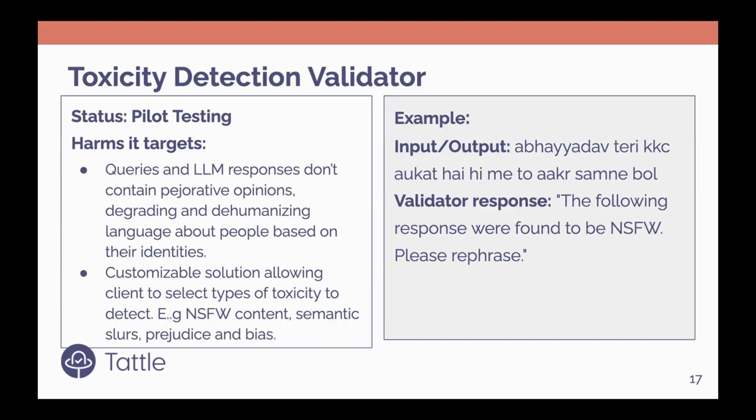It's also a customizable solution which allows you to select the types of toxicity you want to detect, right? So maybe in your particular use case, blocking out graphic content or NSFW content is more important than maybe semantic slurs, right? So basically paying attention to what your use case is, you can configure this. Again, you can see an example here where the input can have a semantic pejorative meaning to it, without the use of any specific slur words. And so the validator will then step in and say that the following response has been found to be toxic, NSFW, whatever it is, please rephrase.